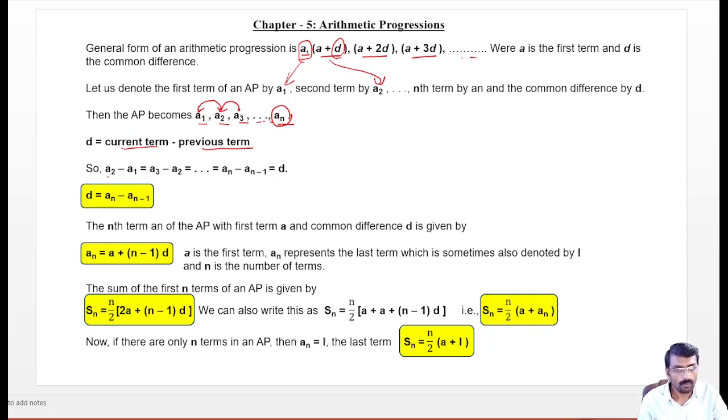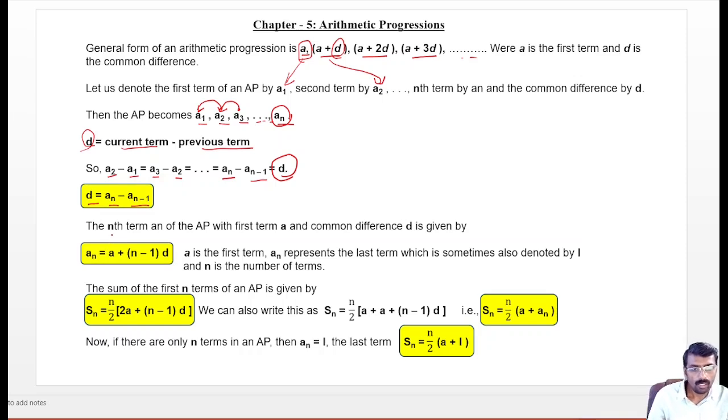How is it written? When A2 is the current term, A1 is the previous term, so A2 minus A1 is the common difference. Similarly, A3 is the current term and A2 is the previous term, so A3 minus A2 also gives the common difference. So when we write it in AN form, AN minus AN minus 1 gives us the common difference. So this is the formula for the common difference: D is equal to AN minus AN minus 1.